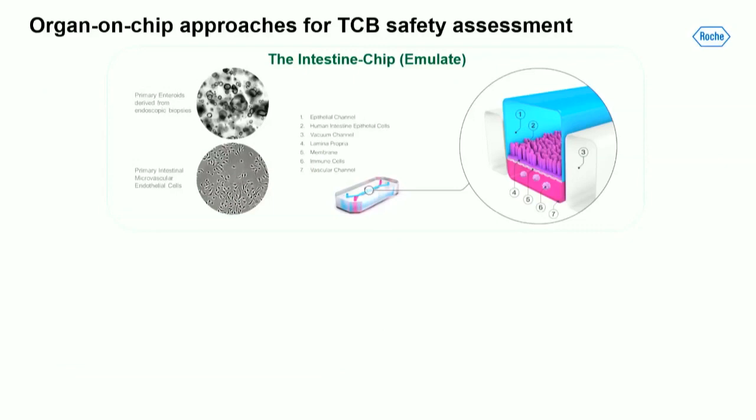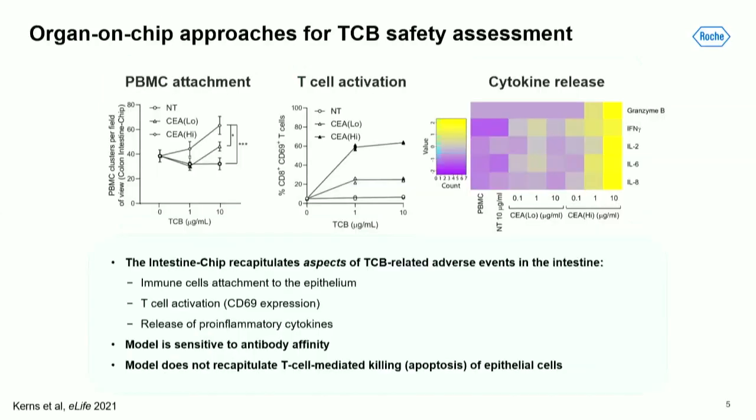I'm not going to belabor the chip because we just had a really nice introduction to it. It's pretty much exactly what we've seen before. We have the epithelial monolayer on top, we have the permeable, semi-permeable membrane, and we have the vascular channel below. Now, before we went into the assay, the first step towards validating the system as a suitable platform was to look at target expression. So we stained for CEA.